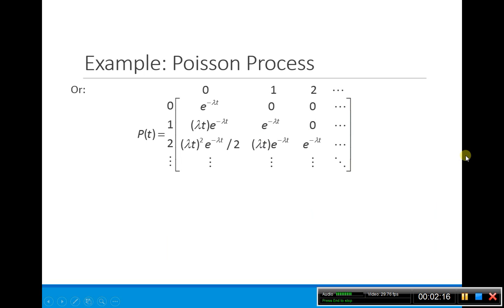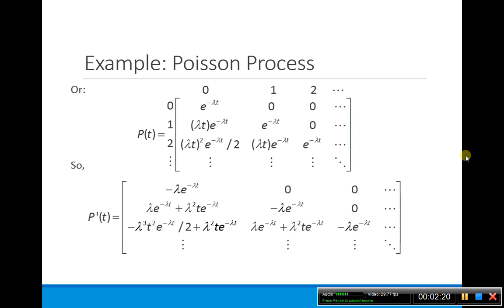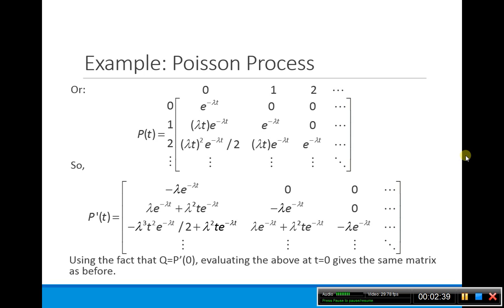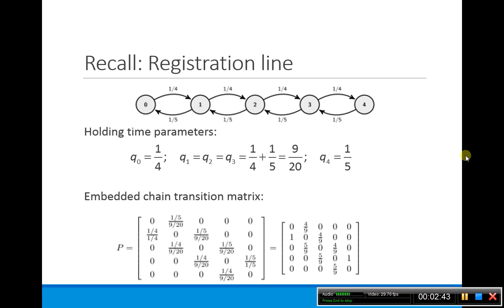Okay, so another way of finding Q, if we had our transition function, is to take the derivative. You remember we had our P of t for any time t. So what's the probability that if we started in state 0, after t increments of time, we'll have 2 arrivals, 3 arrivals, etc. And if we take the derivative, P prime, then we can just plug in t equals 0, and we get the exact same matrix as we had before.